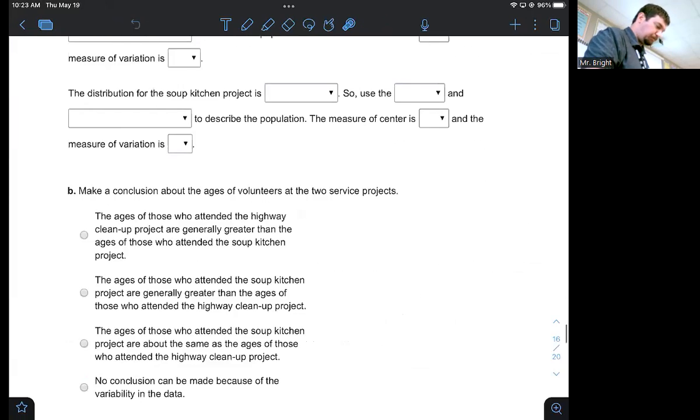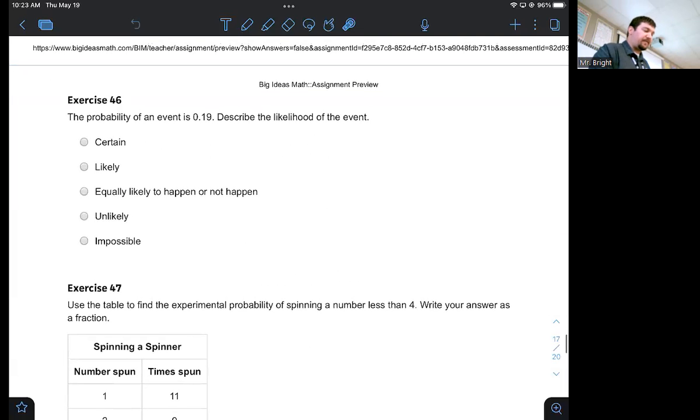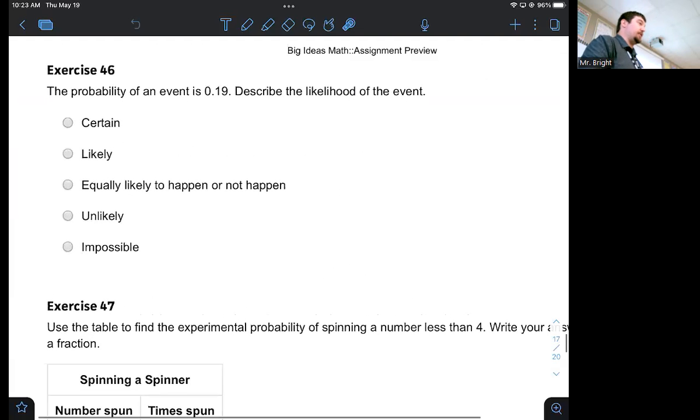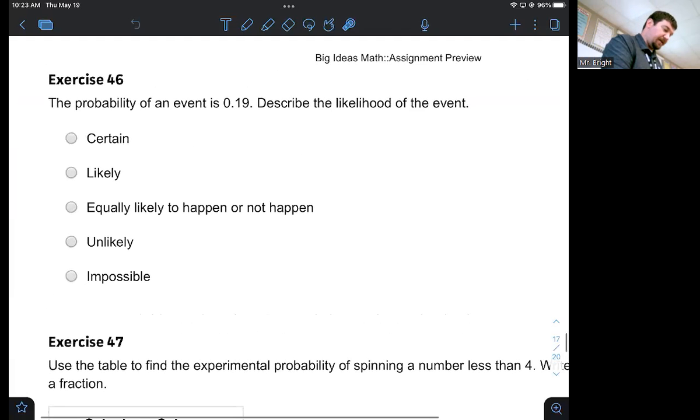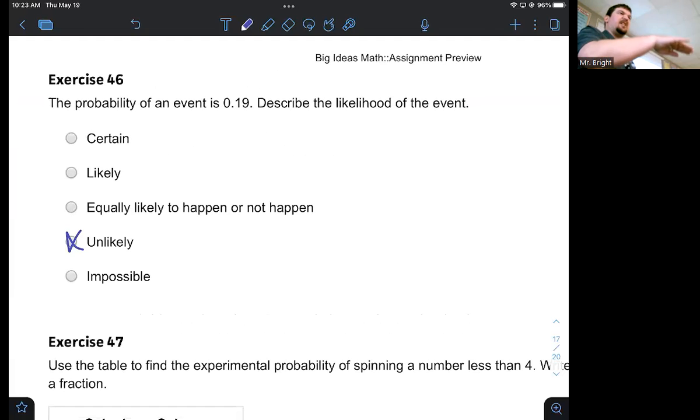Number 46. The probability of an event is 0.19. Describe the likelihood. Jude? Unlikely. Unlikely, yeah, 19% is unlikely. Remember we said as likely as not would be 50%, certain is 100%, impossible is 0%, and unlikely is between 0 and 50%.